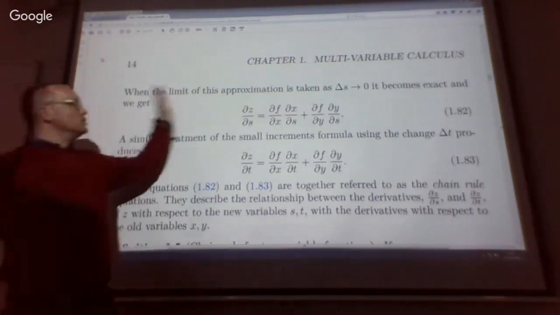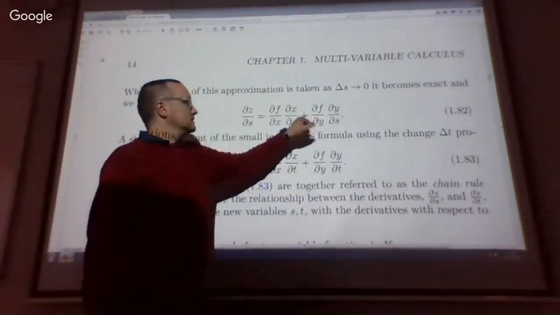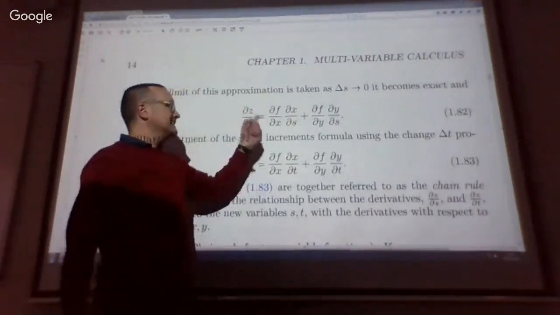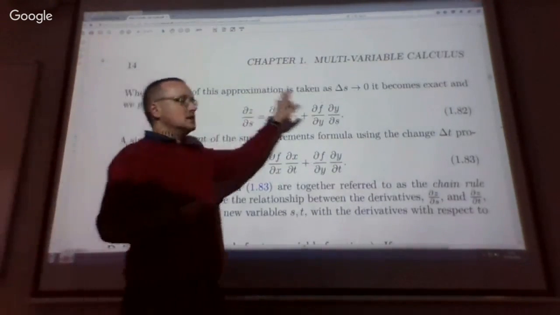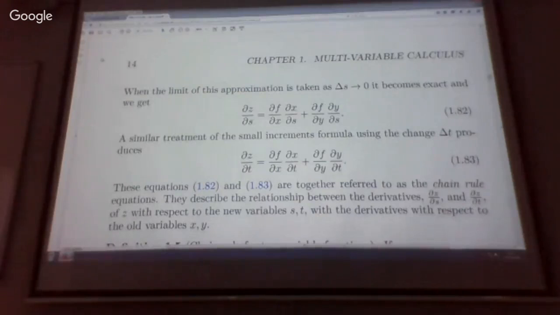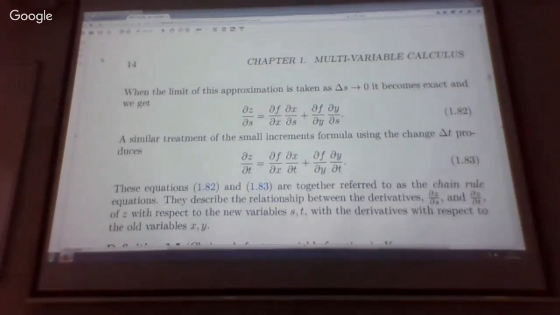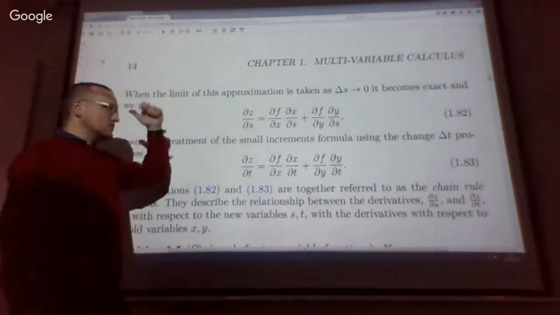Okay, so on the left, it's the new partial derivative of z, expressed in terms of the old partial derivatives of z, df dx, df dy, and the partial derivatives of the functional relationship between the old variables and the new variables. So it's the new in terms of the old, and the link between the old and the new. Okay? So we can refer to 1.82 as one of the chain rule equations. Whereas in the one variable case, you had a single chain rule equation, in the two variable case, we're going to have two chain rule equations. This is one of them with respect to the variable s, but there's also the other new variable t.